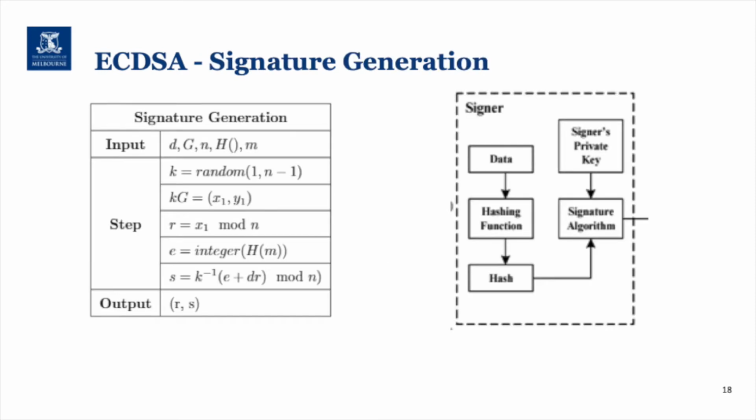The ECDSA signature generation takes D, G, and N as input, along with the hash function and message M. Then, select a random integer k, within 1 and n-1. After that, follow the steps to compute the final signature values r and s.